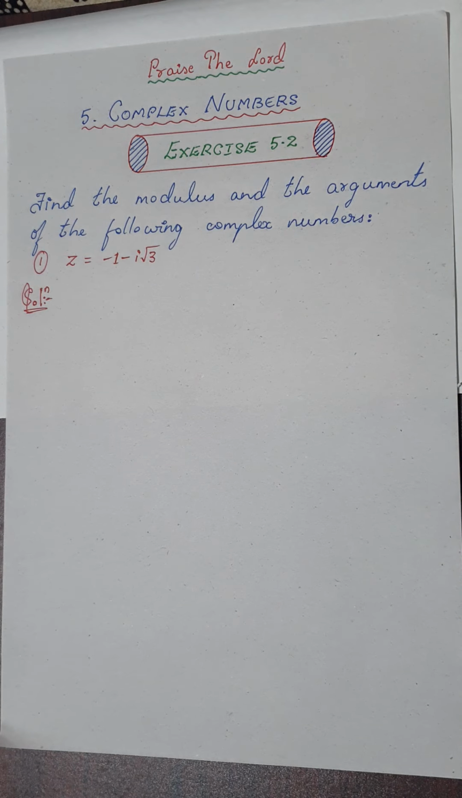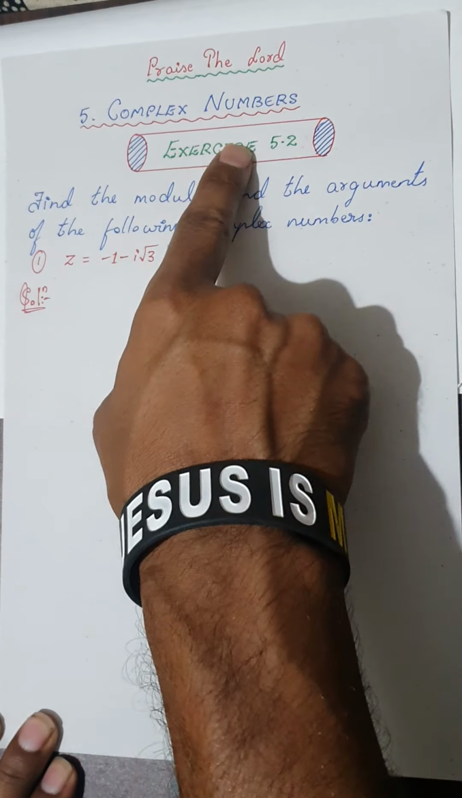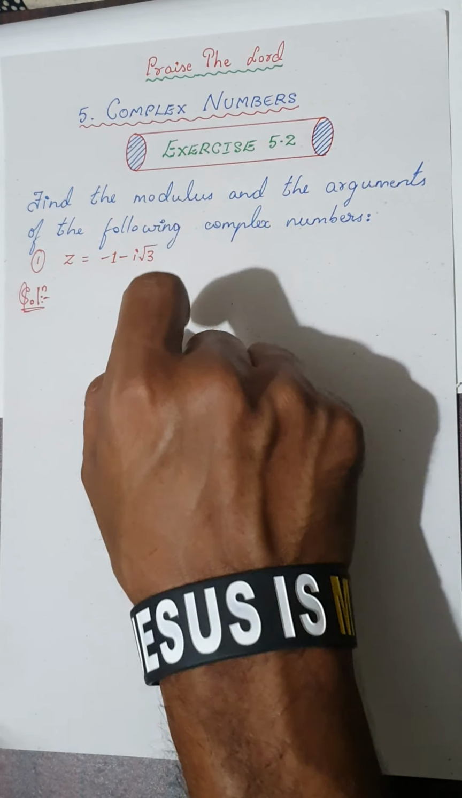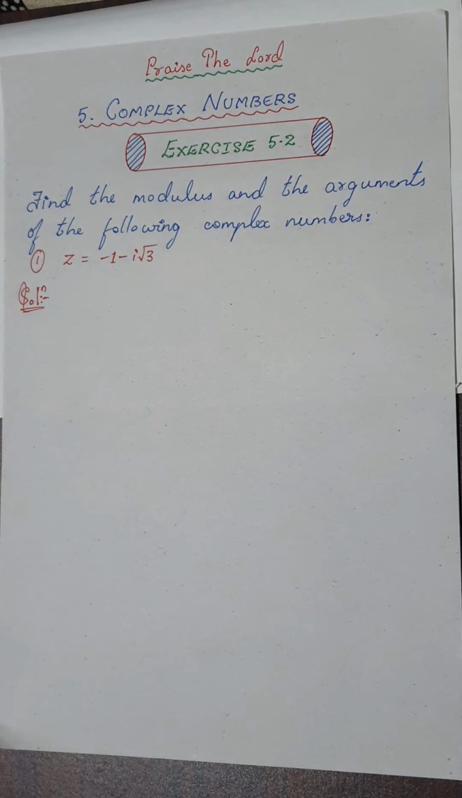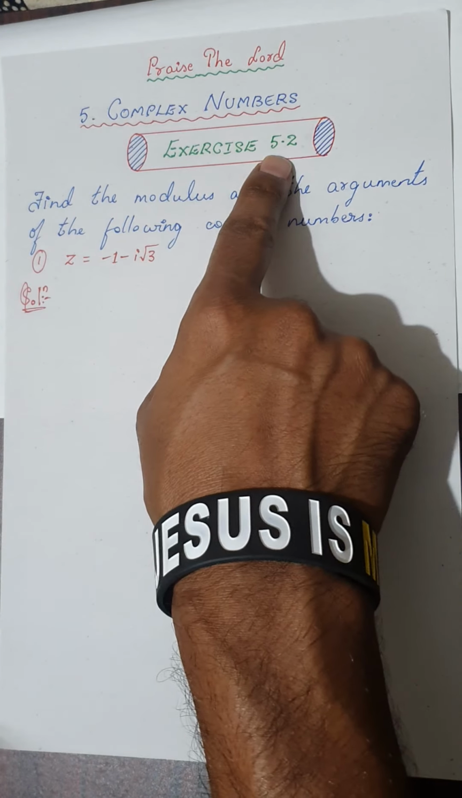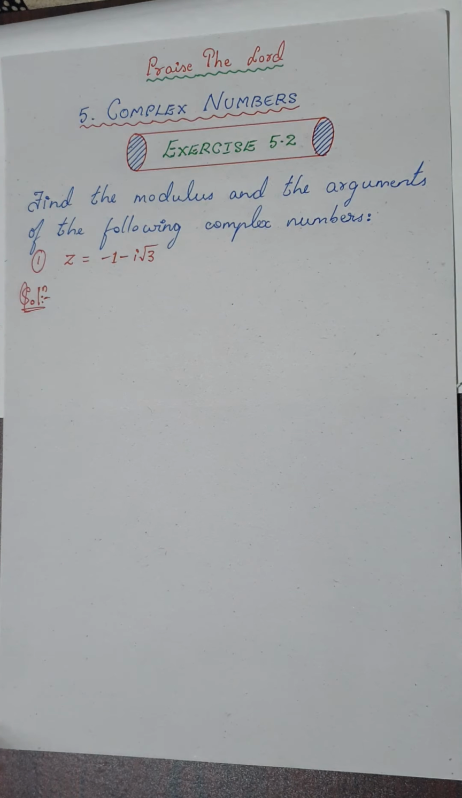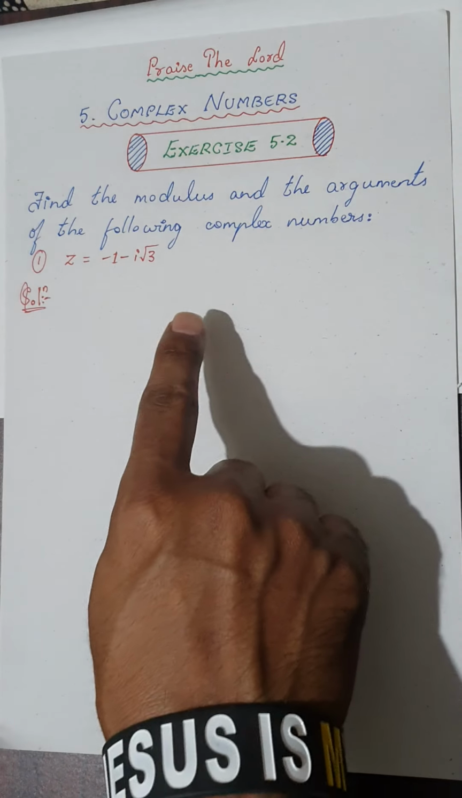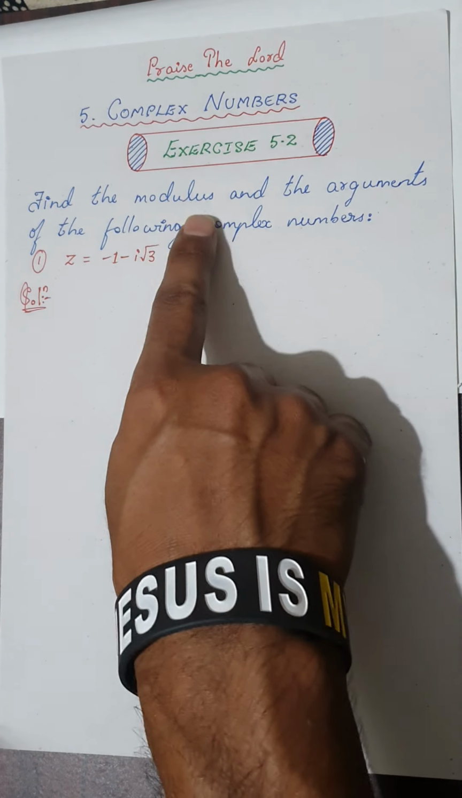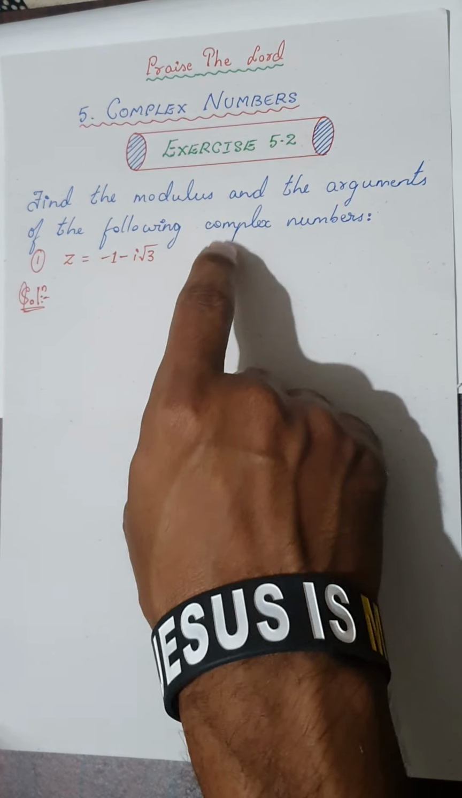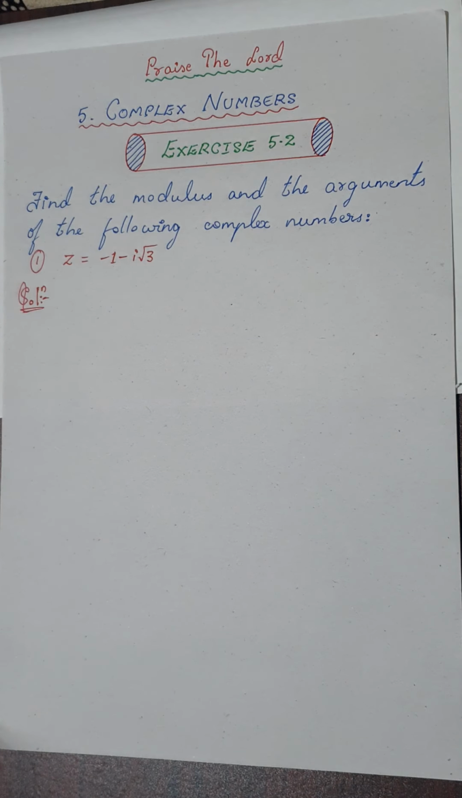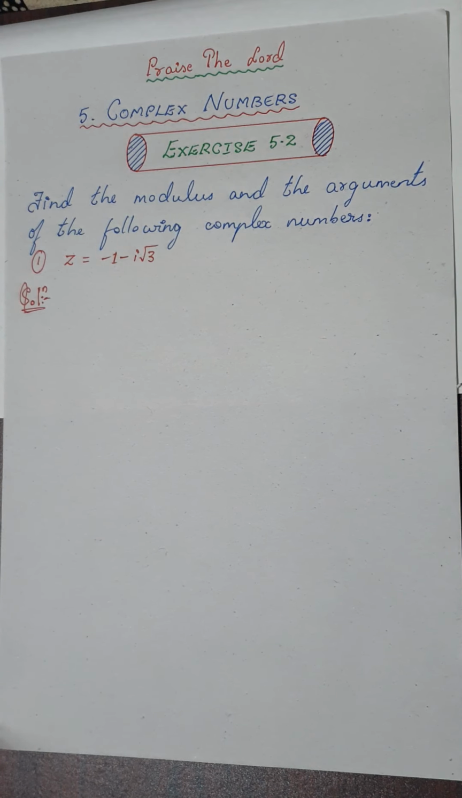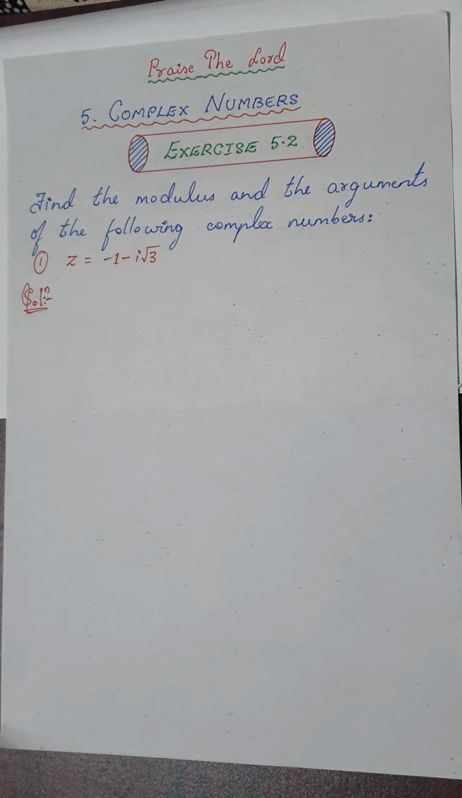Dear students, we have been solving the exercise problems from the fifth chapter, which is complex numbers. In this session, we are going to solve the questions from exercise 5.2. Most of the questions in this exercise will be finding the modulus, argument, and finally writing the given complex number into the polar form. Okay. Right, hope you all have an idea about it.